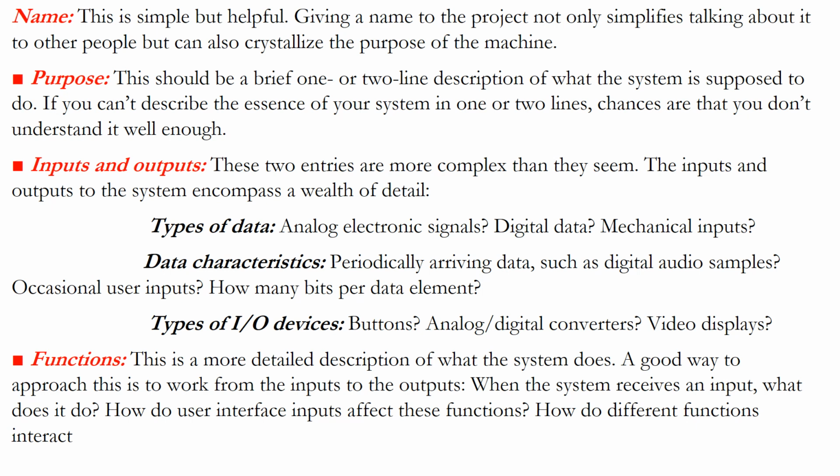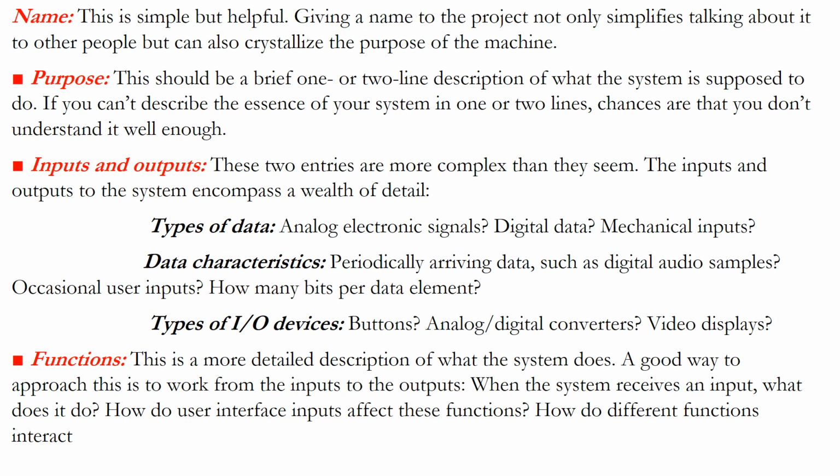The next one is purpose. This should be a brief one or two line description of what the system is supposed to do. Then the inputs and outputs. The inputs and outputs of the system comprise the details of what types of data we are going to use, what the data characteristics are, and what types of input devices and output devices we are going to use.